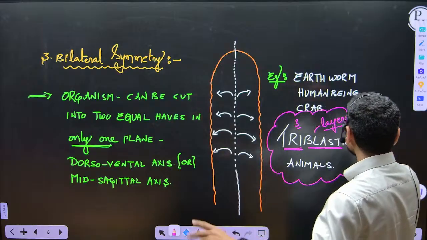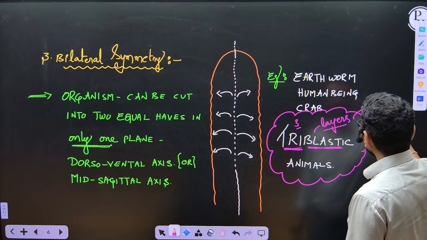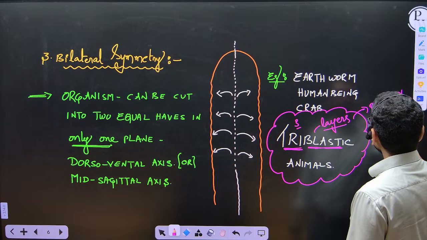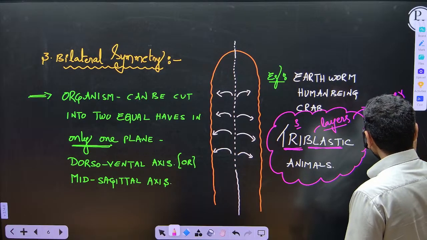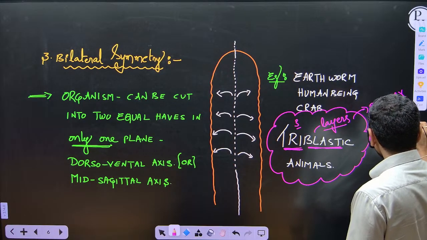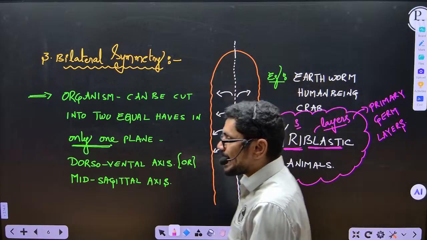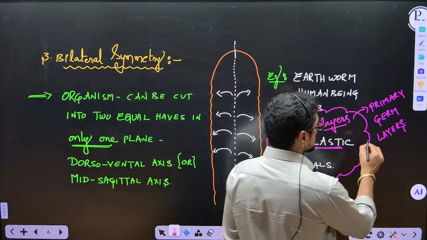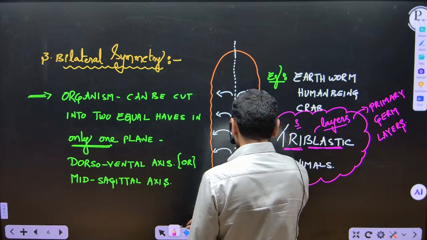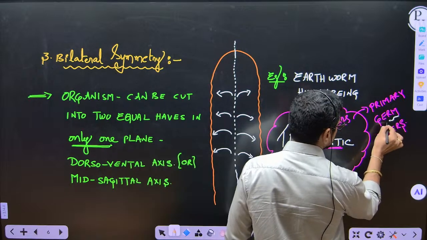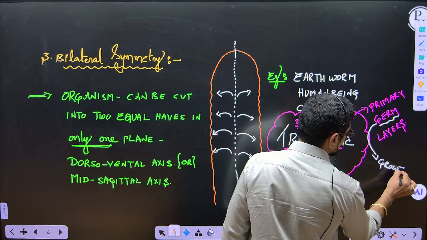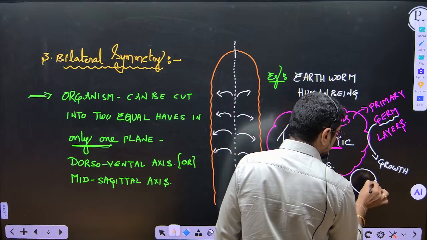In all those organisms where three germ layers are present, what are those layers? Those layers are called primary germ layers. What are primary germ layers? Germ means growth, my dear friend. What do you mean by the germ? Germ means growth.